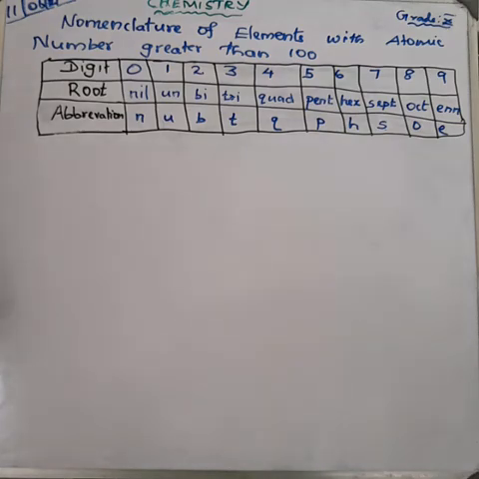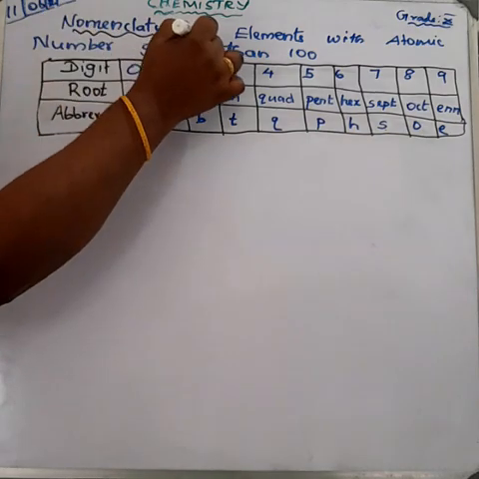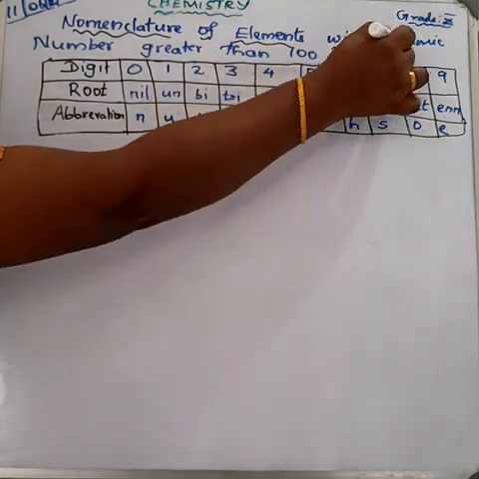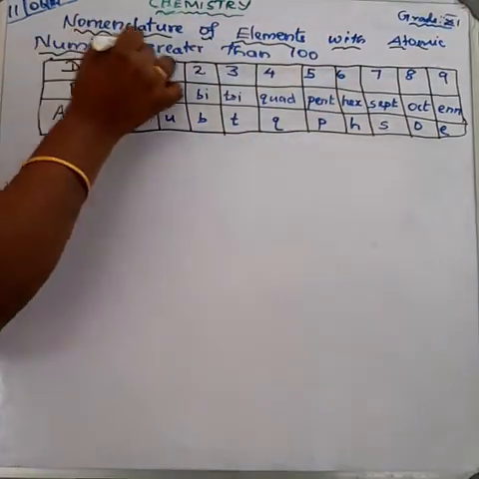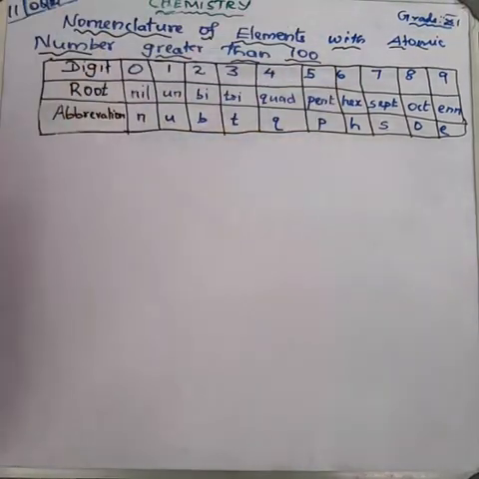Today we are going to study about nomenclature of elements with atomic number greater than 100. How can we give the nomenclature of the elements with atomic number greater than 100?